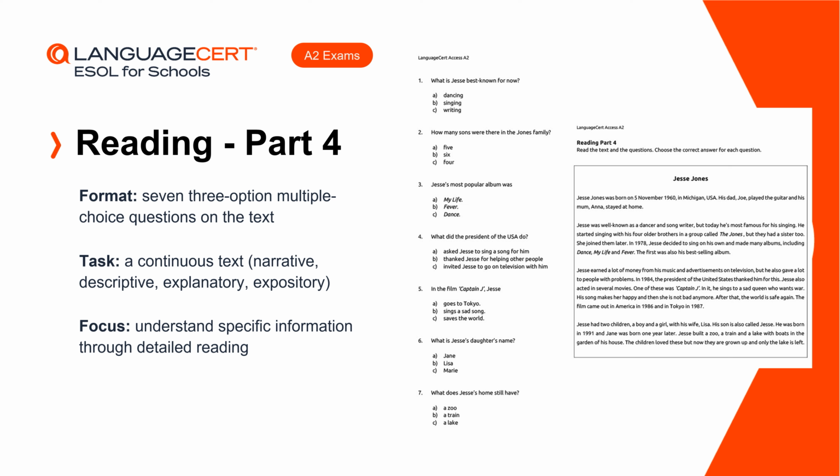In the last part of the reading examination, Part 4, test takers need to answer 7 3-option multiple-choice questions on a text. The text will be a continuous text, for example, a narrative, descriptive, explanatory or expository text. This part assesses the test taker's ability to understand specific information through detailed reading.